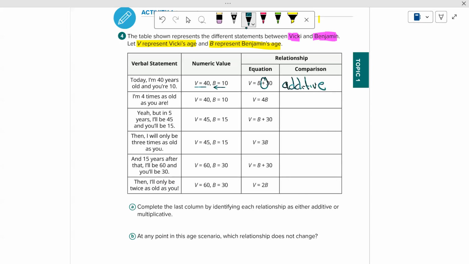Now, I'm 4 times as old as you are. There's a key word again, times. Vicky's age is 40, Benjamin's is 10. 4 times Benjamin's age gives you Vicky's age. That must be multiplicative.